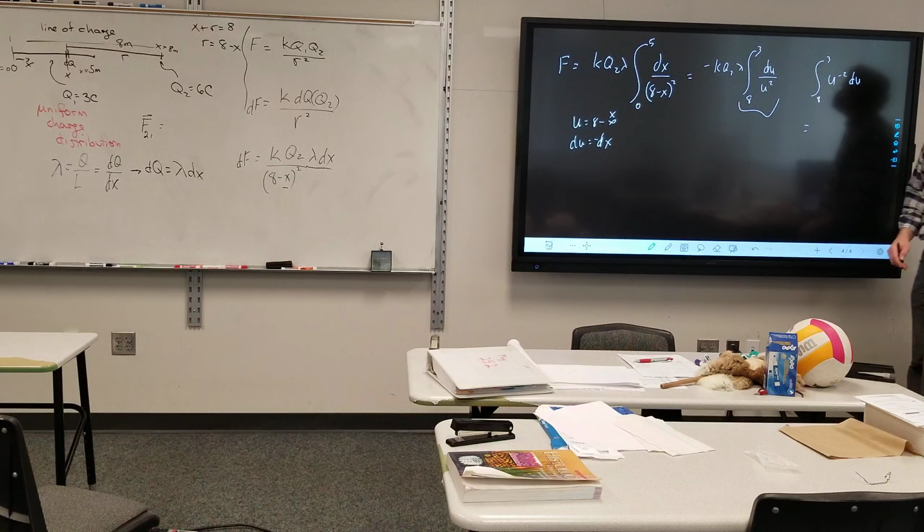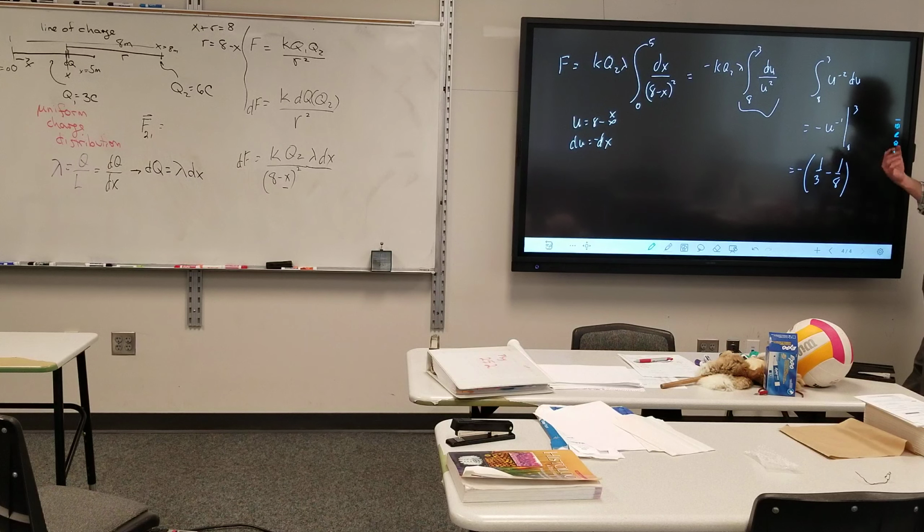Do you want to do that with the limits upside down like that? Sure. So what is this integral? u to the negative one over negative one. Add one to the exponent, then divide by that, so I get negative u to the negative one, from 8 to 3. And so this piece becomes negative 1/3 minus 1/8.